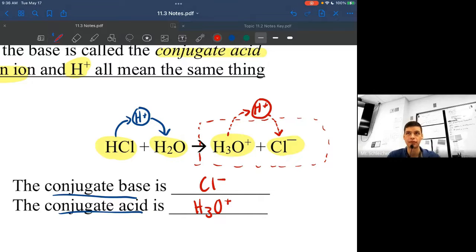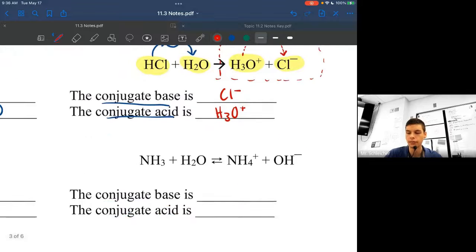Questions so far? All right, let's look at another equation here to see what's up. In this case, we do have this reversible arrow going on, but just treat it exactly the same way as before. That's more advanced chemistry there. And now we have NH3, ammonia, like what we saw before, reacting with H2O to form NH4 with a plus charge and OH minus. So just take a moment and try to think about what's the difference between start and after.